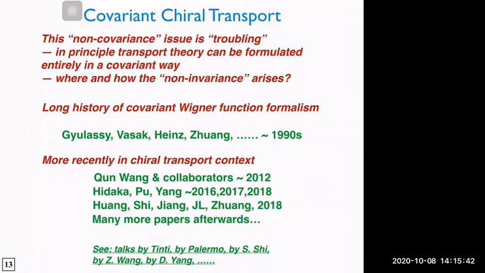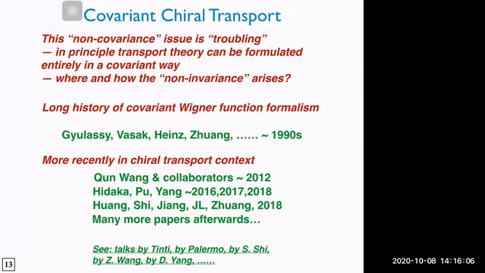Because as we all know, in principle, transport theory doesn't have to be a three-dimensional transport theory. It can be formulated entirely in a covariant way. So why suddenly is there a non-covariance issue? And where and how exactly does this non-covariance issue arise? That, I think, triggered me to look into this covariant chiral transport.